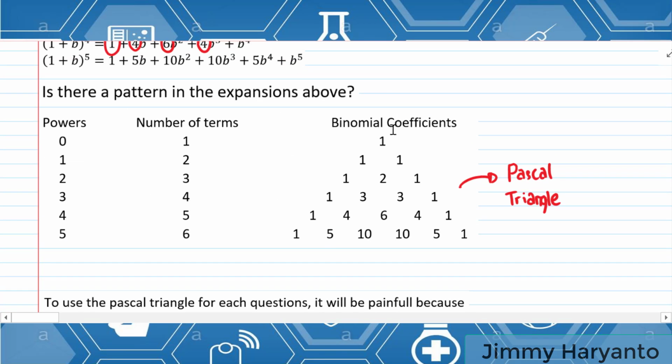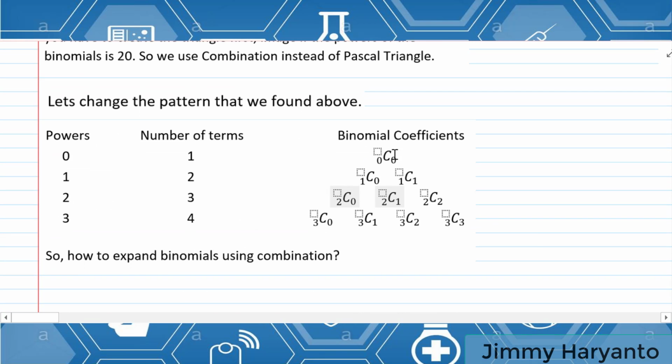The coefficients 1, 1 1, 1 2 1, 1 3 3 1 and so on, we can change into 0C0, 1C0 1C1, 2C0 2C1 2C2, 3C0 3C1, and so on. So if the power is 0, this one will be 0. If the power is 1, this one is also 1, 1 and 1. If the power is 2, this one is also 2, 2, 2, then 3, 3, 3, 3.